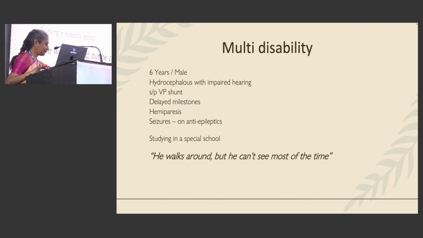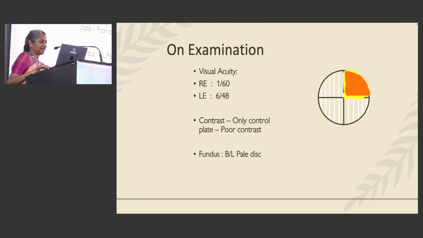So another example: hydrocephalus, 6 years old, post-VP shunt, delayed milestones, also has hemiparesis and seizures, studies in a special school. And the parents say that he walks around but he cannot see most of the time. Okay, so what does it mean? The functional vision is totally different from what we are assessing. Even with very poor vision, the child may be able to function very well. So do not underestimate the visual capacities of any child.